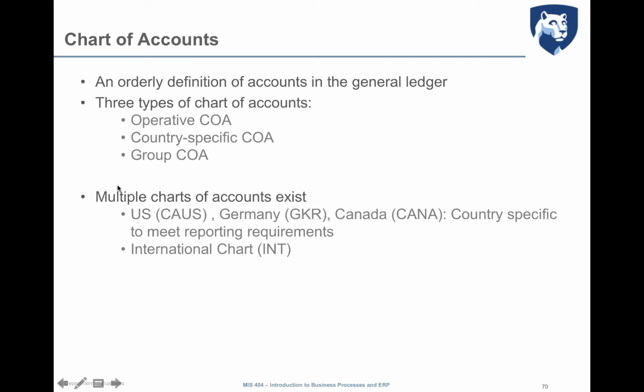A chart of accounts, essentially, and this is the acronym COA, is an ordered listing of accounts that comprise the company's general ledger. There are essentially three types of chart of accounts: the operative chart of accounts, the country-specific chart of accounts, and the group chart of accounts. The operative chart of accounts essentially includes the operational accounts that are used to record the financial impact of an organization's day-to-day transactions. So, it's the primary chart of accounts maintained by an organization.